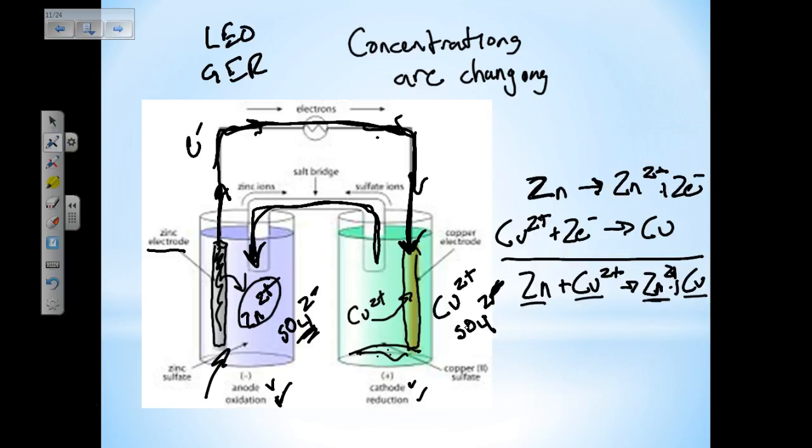And so that explains what a voltaic cell looks like. It explains some of the chemistry. It also explains some of the terms that we learned in the previous slide.